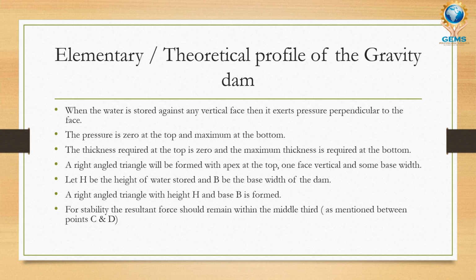Now we are going to study the elementary and theoretical profile of the gravity dam. Actually, if you consider a gravity dam like this, and suppose the water is acting along the dam in this way, this is the water pressure, considering only one pressure, the water pressure. What you can see here is the face of the dam, and on this face the water is acting in this way.